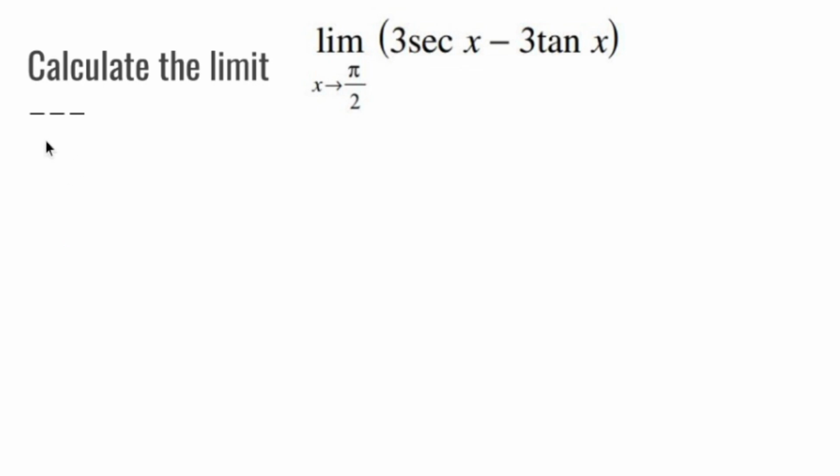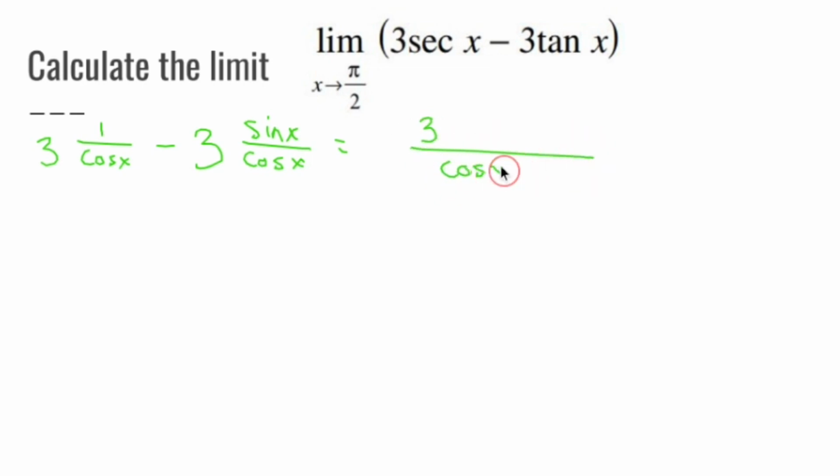Okay, 3 secant x. Secant is 1 over cosine. So this is the same thing as 3 times 1 over cosine x. Tangent is the same as sine over cosine. So sine x over cosine x. Now let's write this out a little more convenient. Let's put the 3 up top. Let's put the cosine on the bottom. Now, why did I make that one big denominator? Because these two will combine.